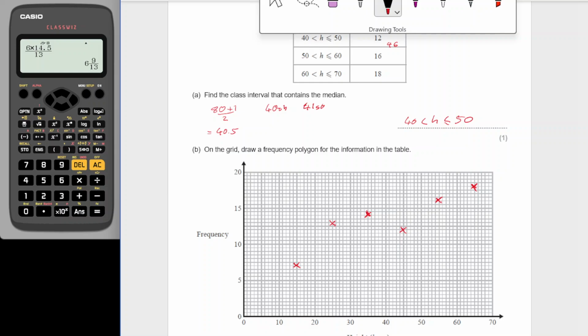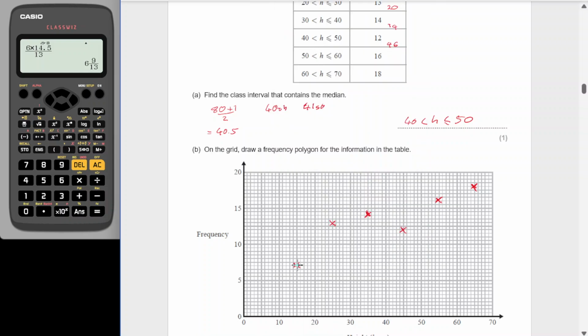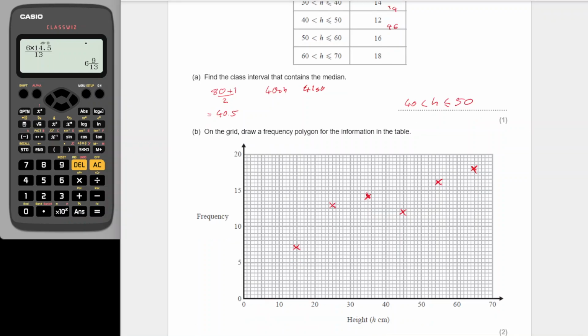I need to join them up with straight lines. I'm just trying to find whether there's a... I don't think that actually puts it as straight lines. No. Right, so I'm going to put them in with straight lines. Okay, so let me just put those lines in.